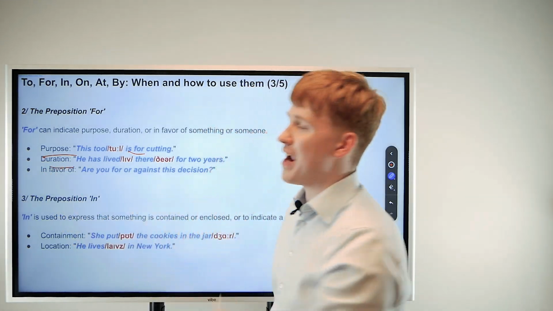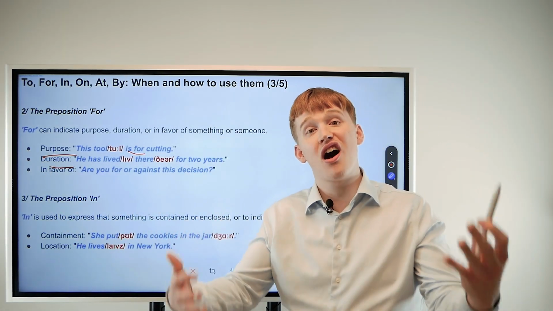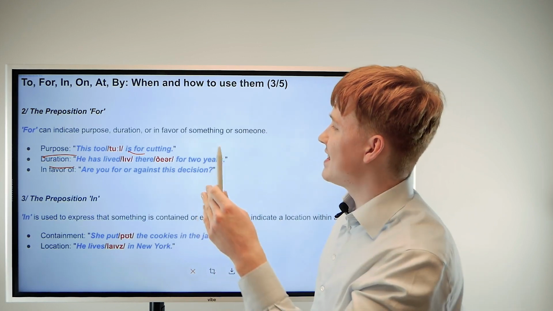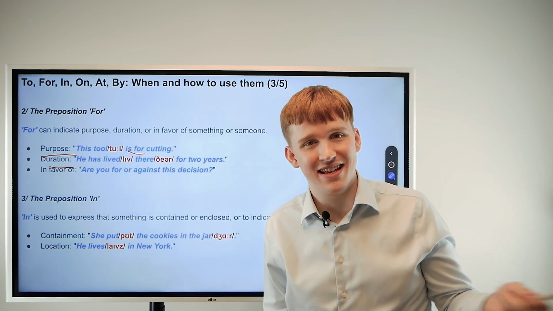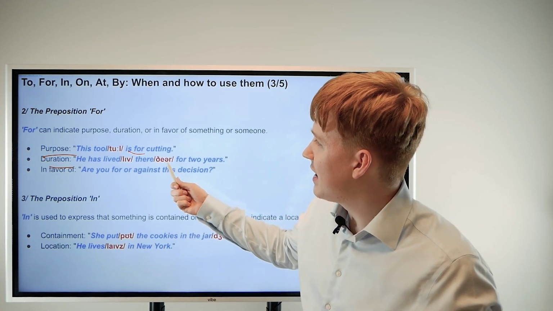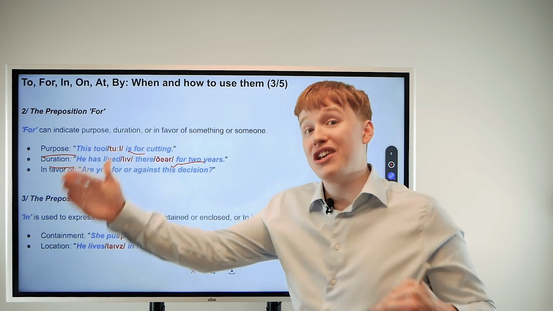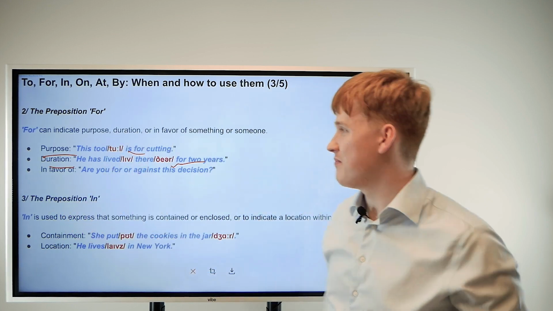Next up, we have duration. This is part of our prepositions of time. So he has lived there for 2 years. The question might be, how long has he lived there? And we might say he has lived there for 2 years. That's the duration in which he has lived there.